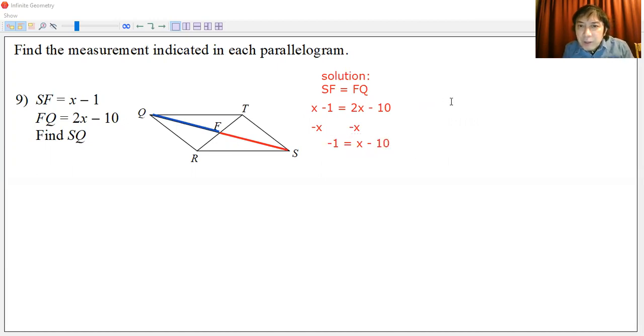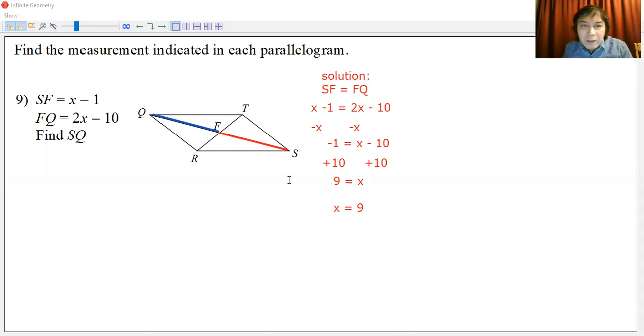Okay, the next line is we will add 10 to both sides. So this will be plus 10, and this will be plus 10. The next line is 9, and this is equal to x. Or properly written, x first, followed by 9. And we found the value of x.